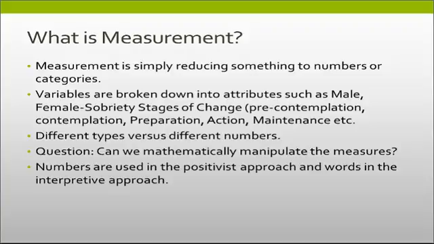So measurement is simply reducing something to numbers or categories. Variables are broken down into attributes, different types versus different numbers. Numbers are used in the positivist approach, whereas words are generally used in the interpretive approach.